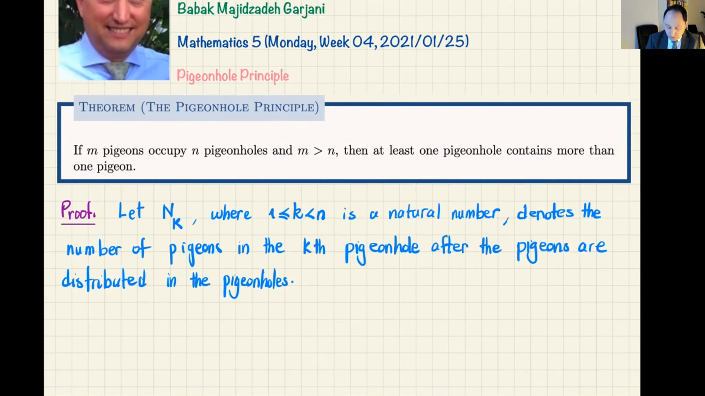What we want to show is that there exists a k such that n sub k is greater than or equal to 2. We want to show that there is at least a pigeonhole which contains greater than or equal to 2 pigeons. And we prove it by contradiction. Assume that this is not the case.